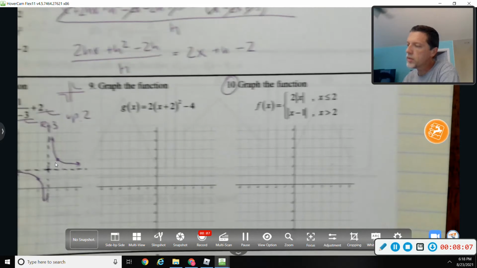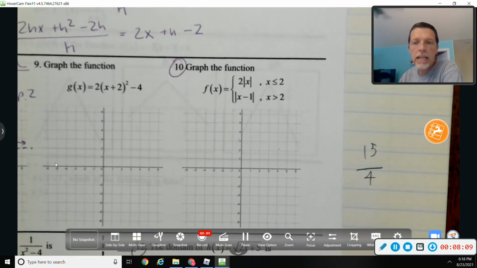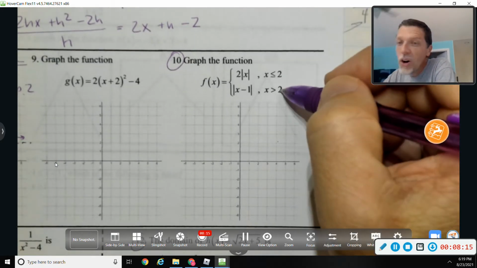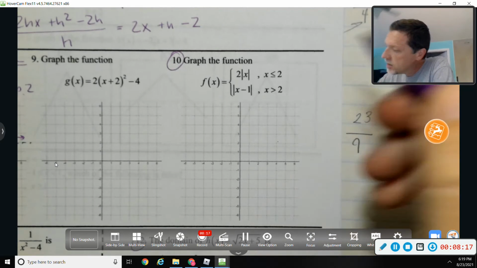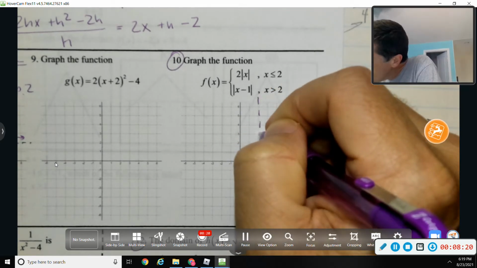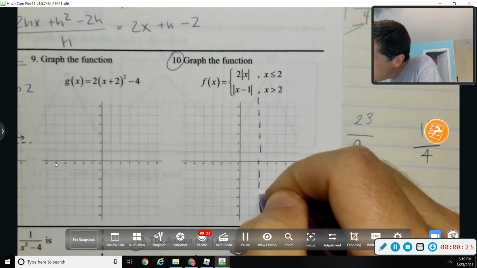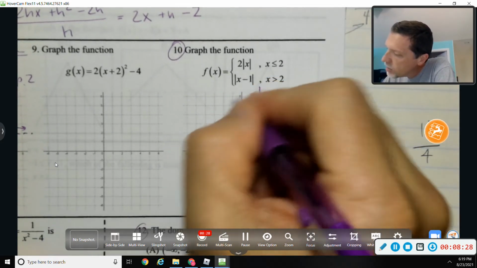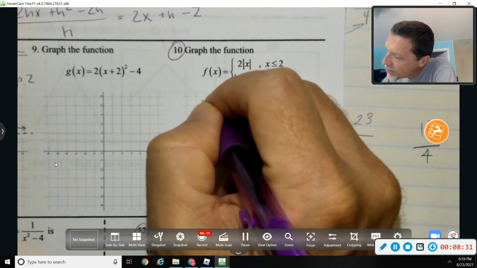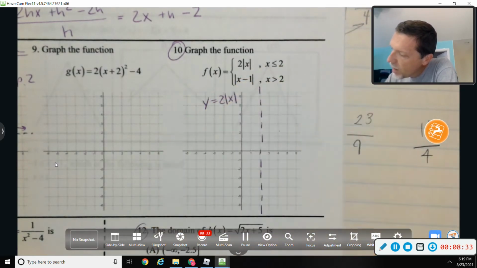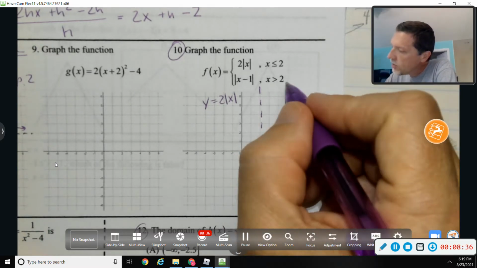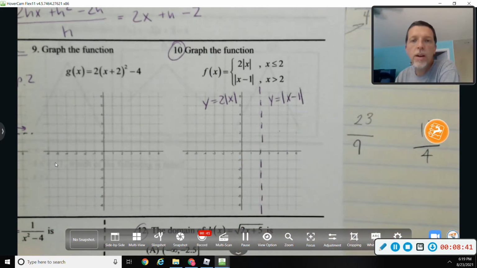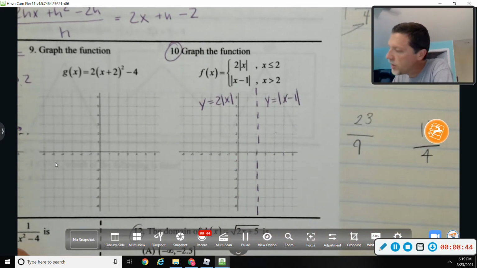Reciprocal function. Number 10, piecewise function. So there's a wall. Remember, build a wall at x equals 2. So this is not part of the graph, but it's helpful to put it on there because now I know left of 2, I'll graph 2 times the absolute value of x, and right of 2, I'll graph absolute value of x minus 1. So 2 absolute value problems.